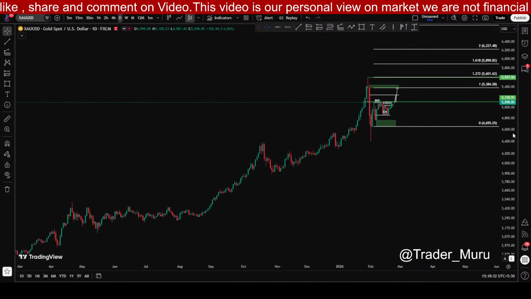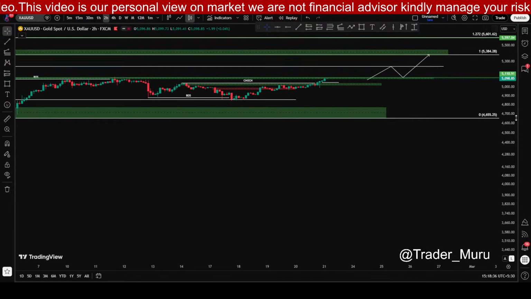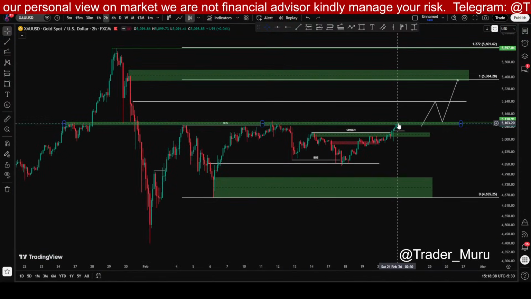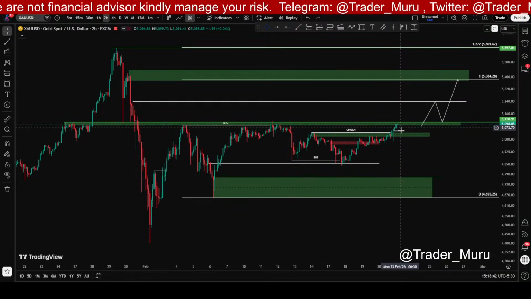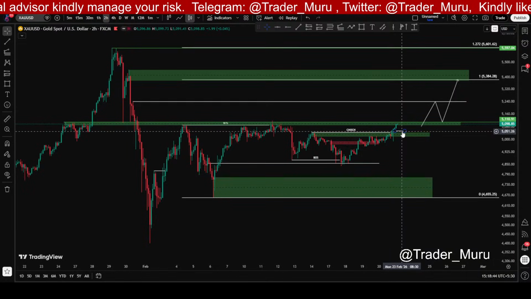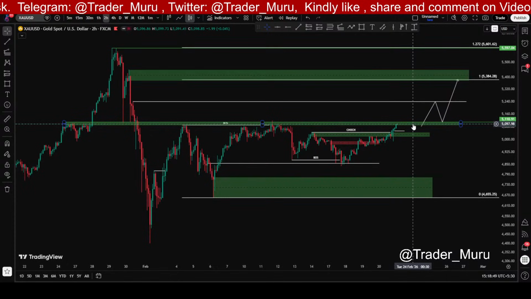Our work is just to go and take entries for intraday purposes. If we are getting profit from this move, it's over. It's over for today, okay? If we take profit in this move, that's it for that day.